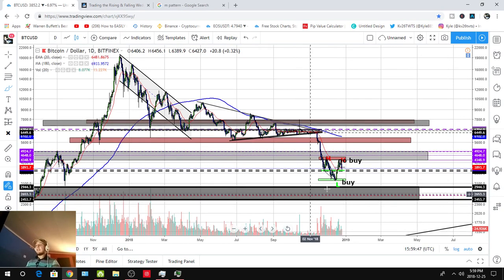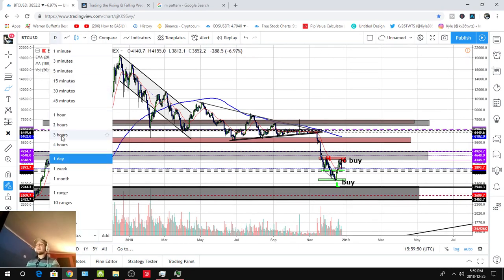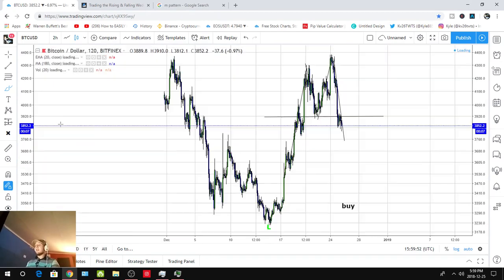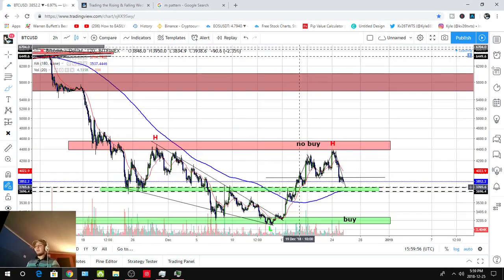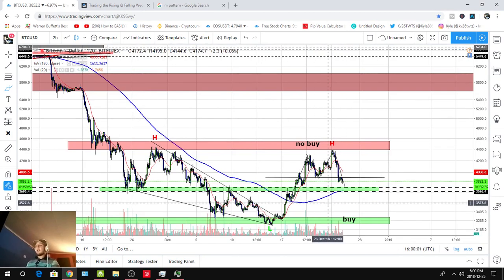But let's see. Now we identified the big structure, and we also identified the small structure where Bitcoin's heading at this moment. You guys can see with the indicators, there's a possible support. But let's just have a look, guys. I want to show you guys how simple I just put everything together, and you can see it's not confusing. It's very simple, very fast.